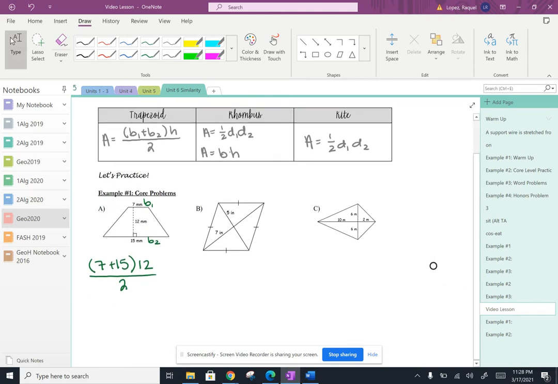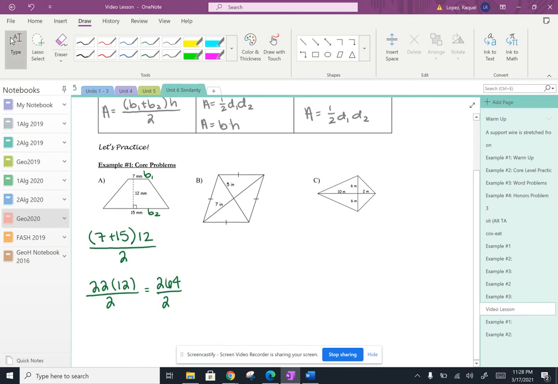So let's go ahead and start simplifying. 7 plus 15 is going to be 22. Times 12 is 264, divided by 2. So the area of the trapezoid is 132 millimeters squared.